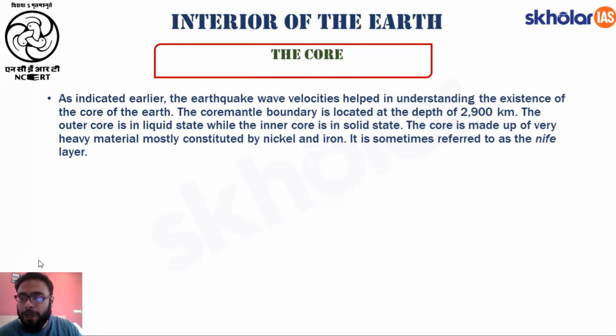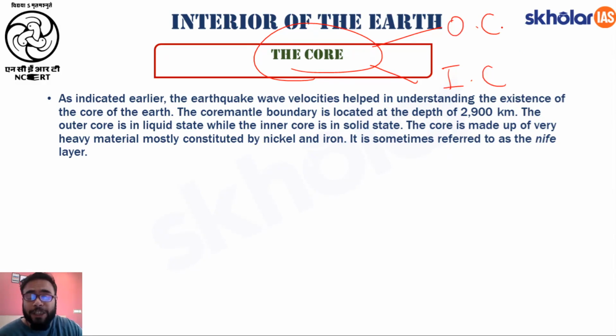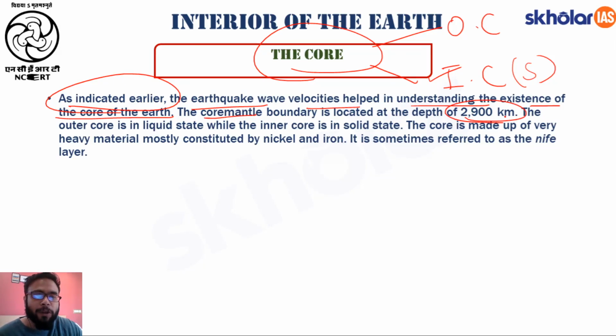Fine. Then below the mantle, what do we have? We have the core. Again, the core is of two types. We have the outer core and we have the inner core. Your outer core is of course semi-molten in nature, as evident by the propagation of S waves, and below the outer core we have the inner core, which is solid in nature. Fine. So as indicated earlier, the earthquake wave velocities helped in understanding the existence of the core of the earth. The core-mantle boundary is located at a depth of 2900 kilometers. Fine.